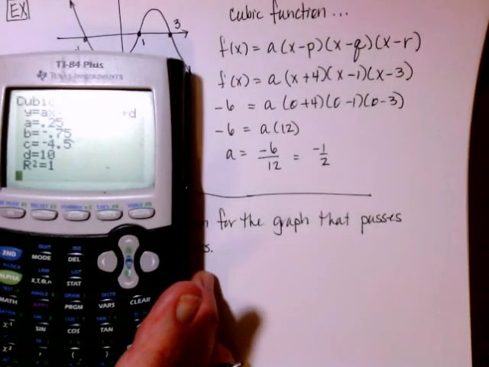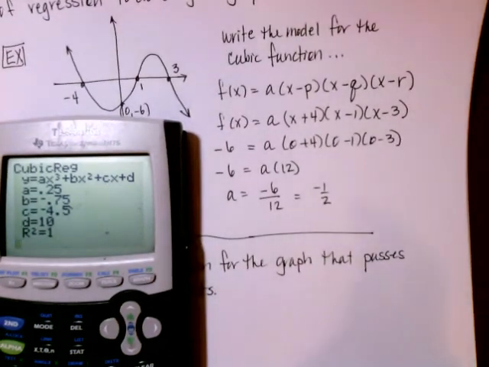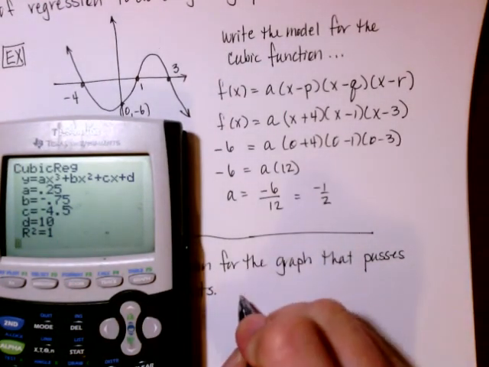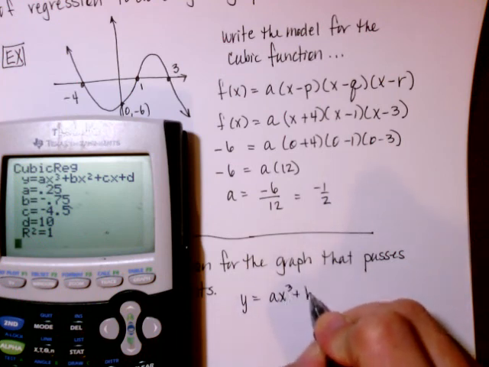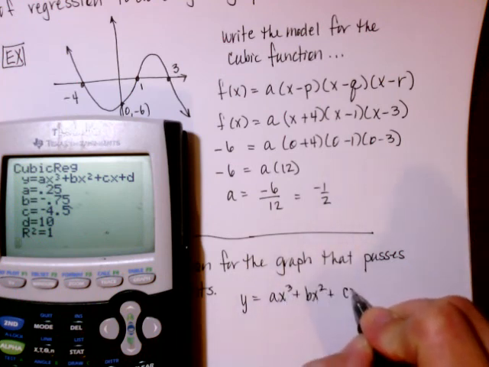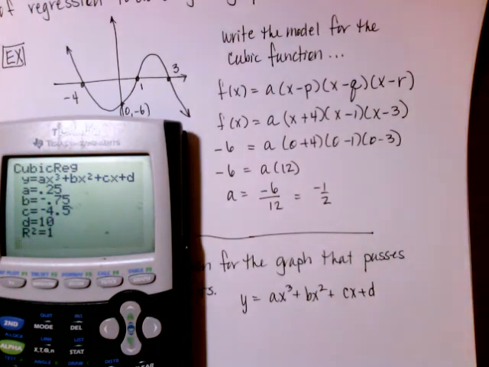And I'm going to scoot this over so now you can't see the data. But my generic equation is y is equal to ax cubed plus bx squared plus cx plus d. You may not leave it like that. You have to substitute in the values.